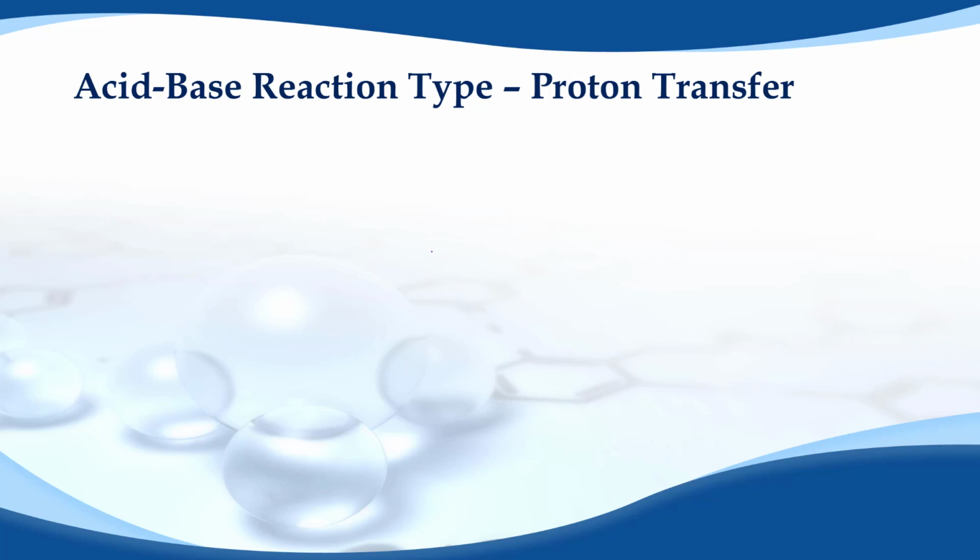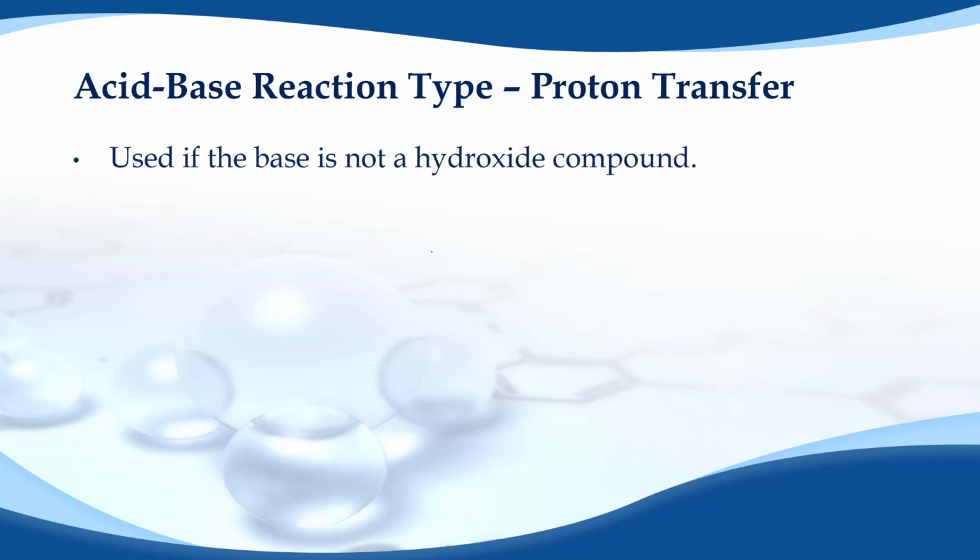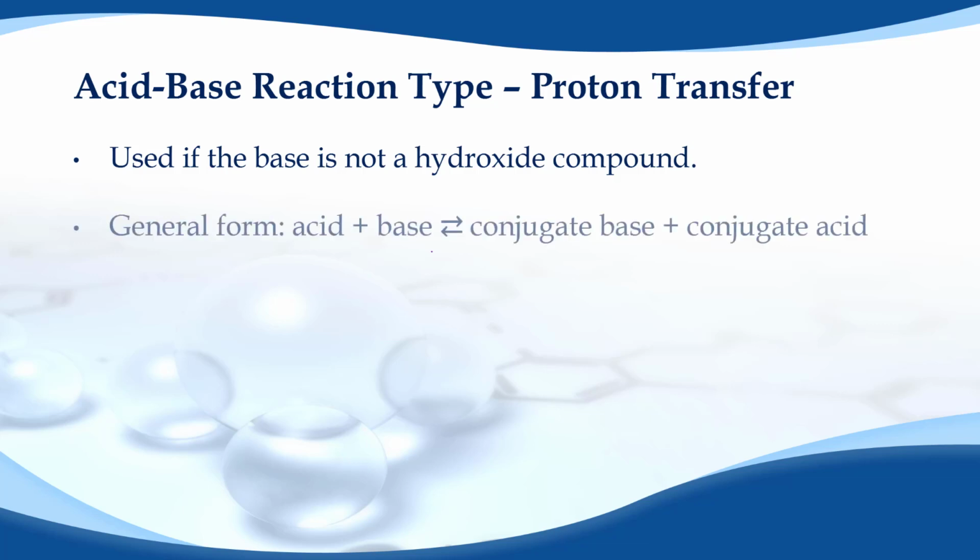So neutralization is if the base is a hydroxide. Proton transfer is when it's not. Right, so a base that is not a hydroxide, you use this. These are really easy to do because it's acid plus base yields conjugate acid and conjugate base. Right, so all you do is you literally transport the hydrogen to one side.